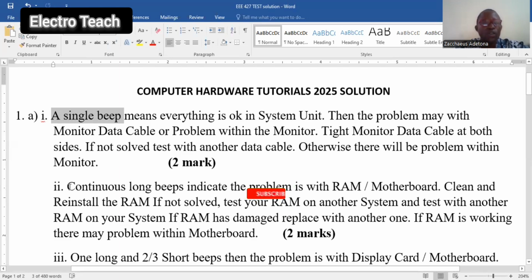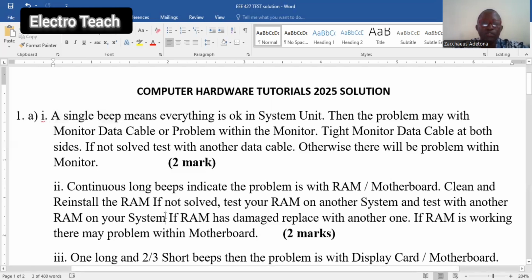The second one is one continuous long beep. For continuous long beeps, it may indicate that there is a problem with RAM or motherboard. For that reason, we can check whether the RAM is properly installed, so you can reseat the RAM. You can also test your RAM on another system, or test with another RAM on your own system.